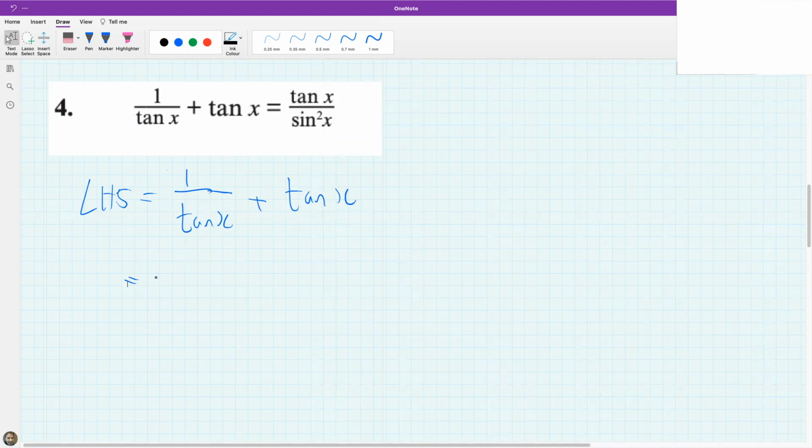What do you think our first step should be? Who has an idea for the first step? Just put it in the chat. And I mean, it doesn't look like we have too many options here. I think we just have to do what we can. Yeah, tan. I mean, tan is the only thing we can do. So I think I would make this sin x over cos x.